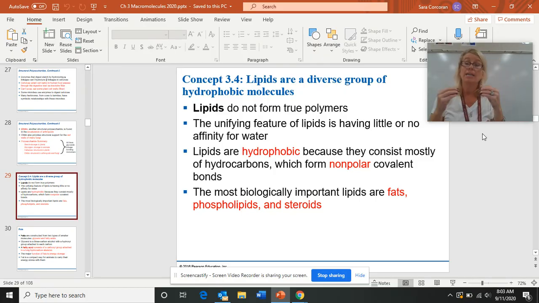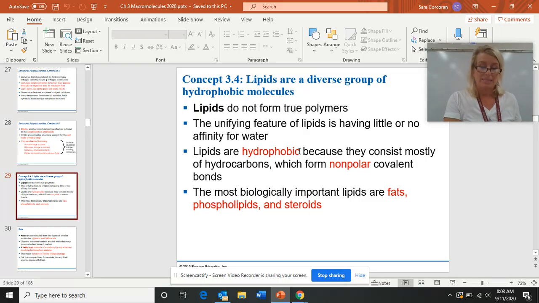We can have long hydrocarbons in our fatty acids, but we don't have one lipid attached to another lipid attached to another and another, like we did with the carbohydrates and the sugars attached together to make starch or glycogen or cellulose. A couple of the takeaways that are really important is that all lipids are hydrophobic. They do not like water at all.